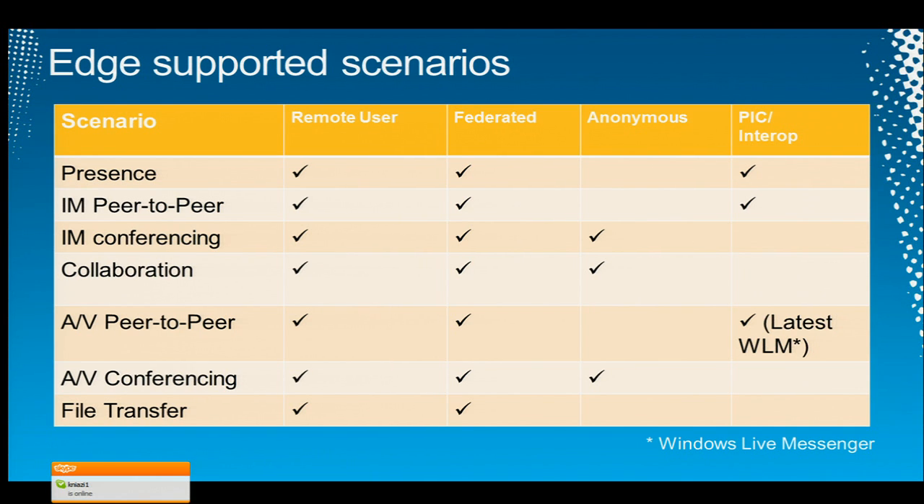Collaboration, same thing. And then AV peer-to-peer, you can do it with remote user access as well as federation and with PIC with the latest version of Windows Messenger. AV conferencing, so that would be remote user, federation, and anonymous. And file transfer, you can only do it with remote users and federated users. Okay.